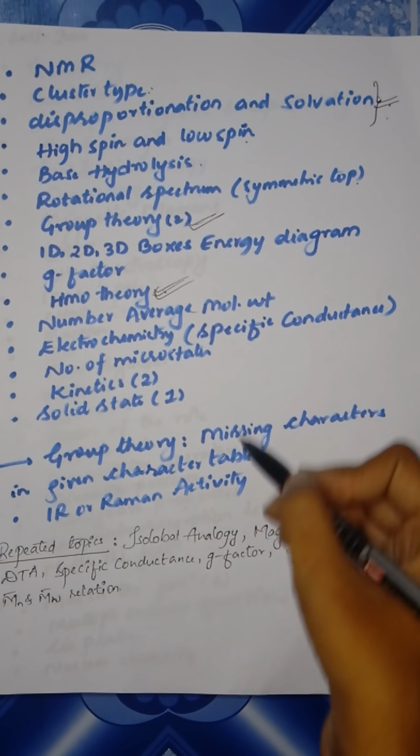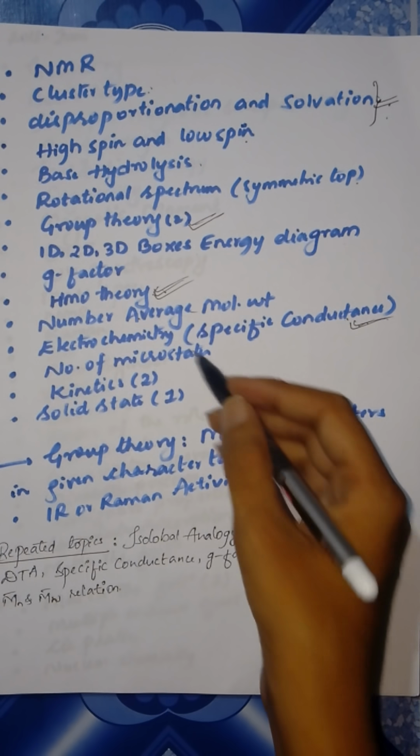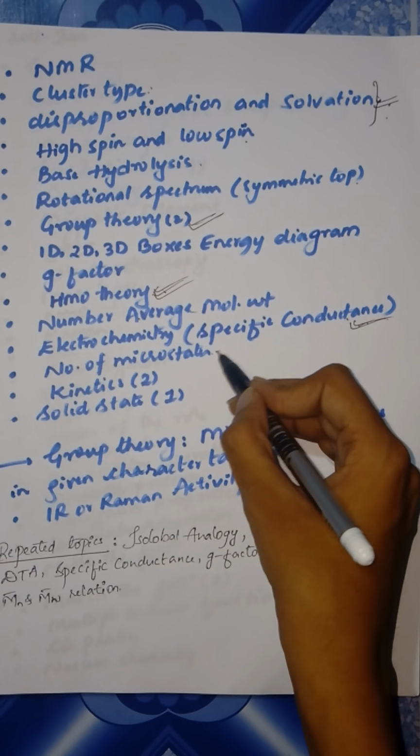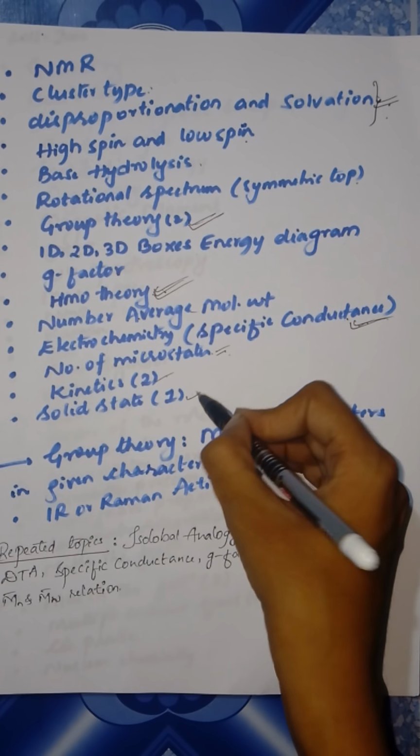Number average molecular weight, electrochemistry, specific conductance. So if you remember, in the previous paper also this question was asked. Number of microstates calculation, easy concept. And kinetics, 2 questions. Solid state, 1 question was asked.